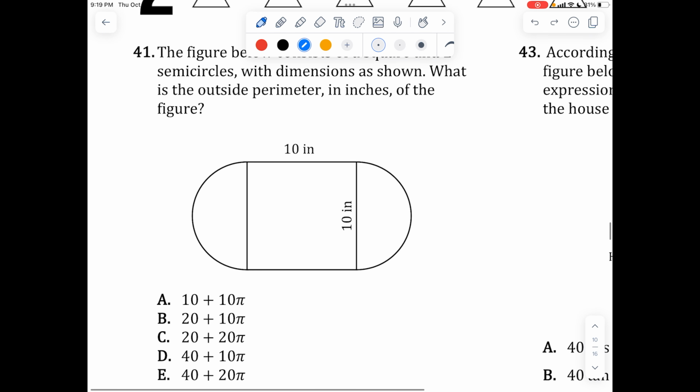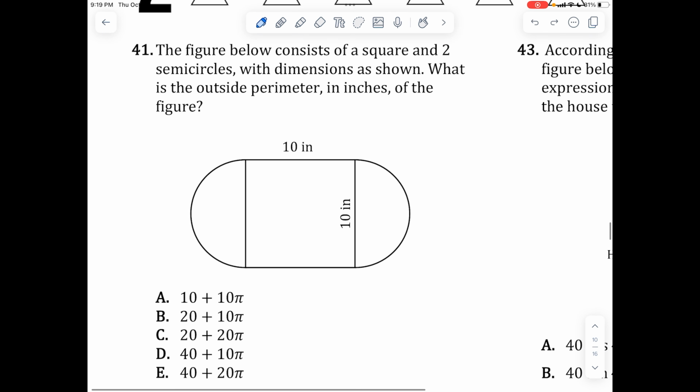The figure below consists of a square and two semicircles with dimensions as shown. What is the outside perimeter of the figure? Outside perimeter. Okay, so let's first take into account we have 10 plus 10, right? Forget this right here. It gives us the diameter of the circle.